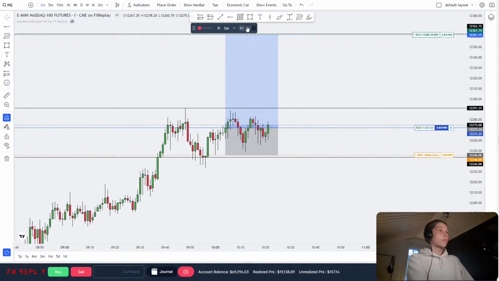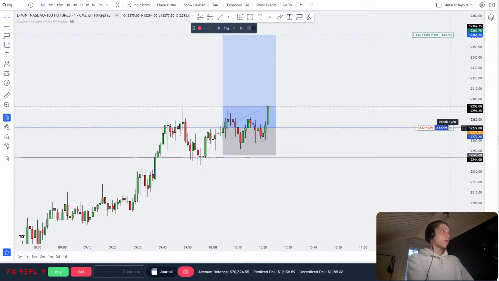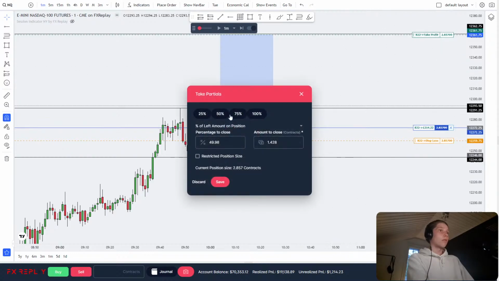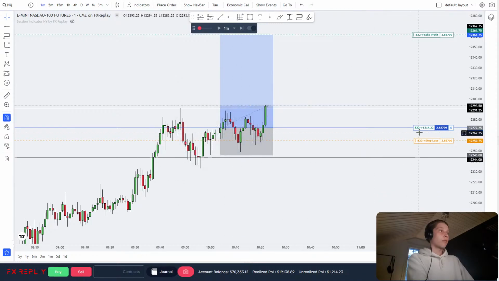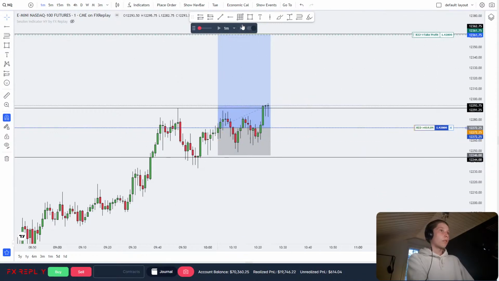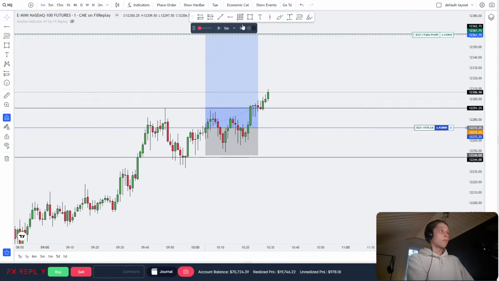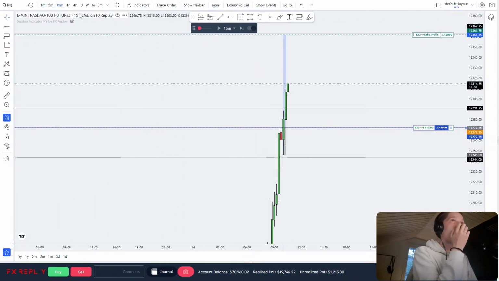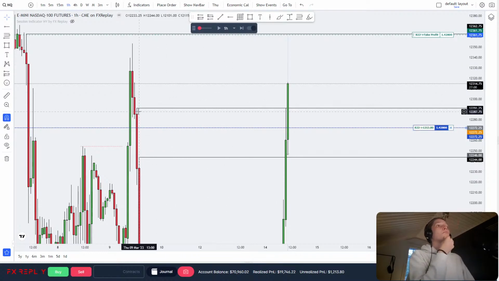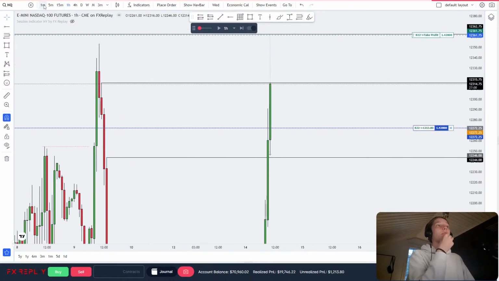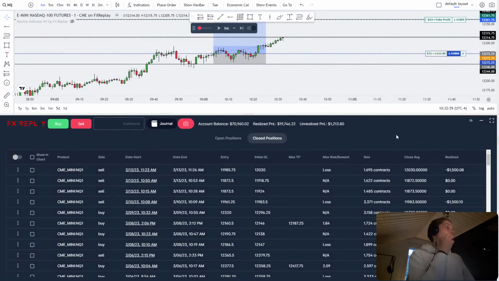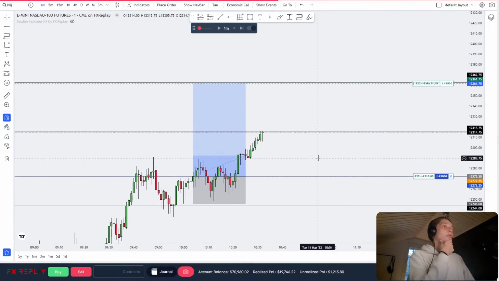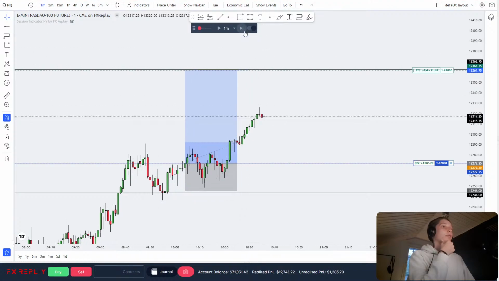Okay, it's disgusting price action. Scale half off. So yeah, there you go. Go break even. So we're now running higher. I would. So we took like $500 there. We need to let it run if it wants to run, because like.